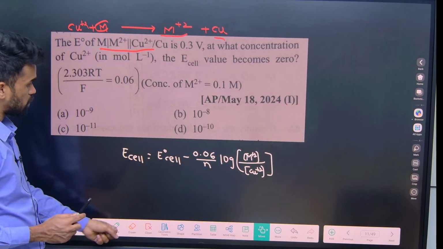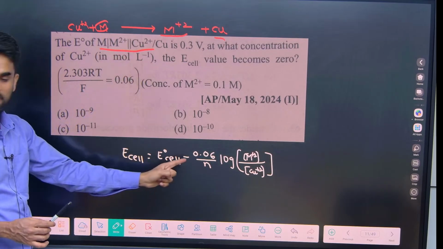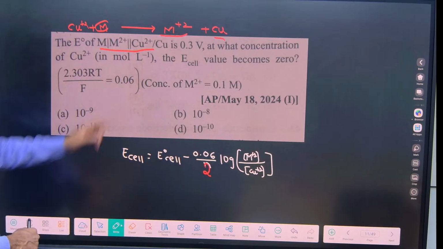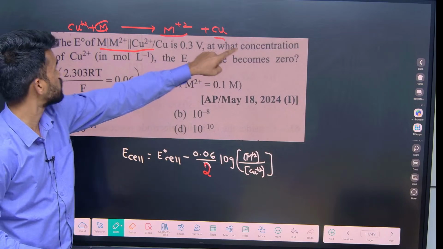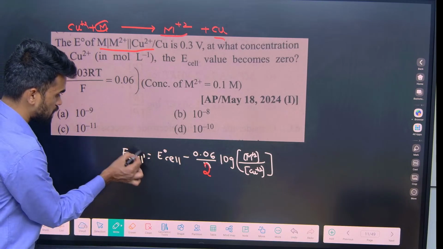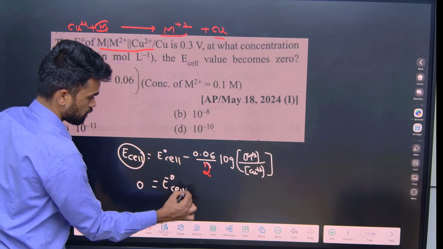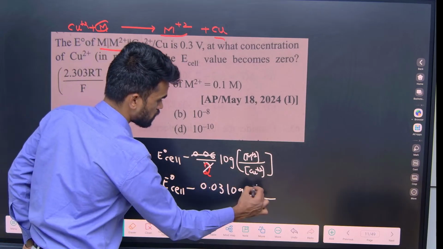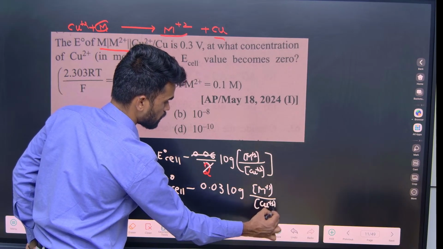Now how many electrons are involved? Plus 2 is converting into 0, and 0 is converting into plus 2. It means the N value is 2. They are saying the E cell value becomes 0, at what concentration of copper plus 2? If I say this value is 0, then E naught cell minus 0.03 log of the concentration of metal ion by the copper plus 2 ion. Like this we can write.